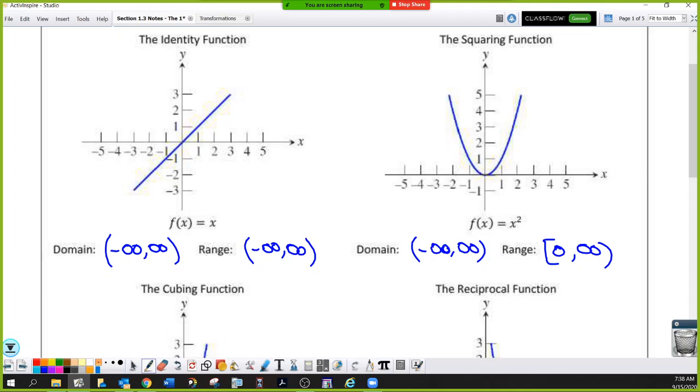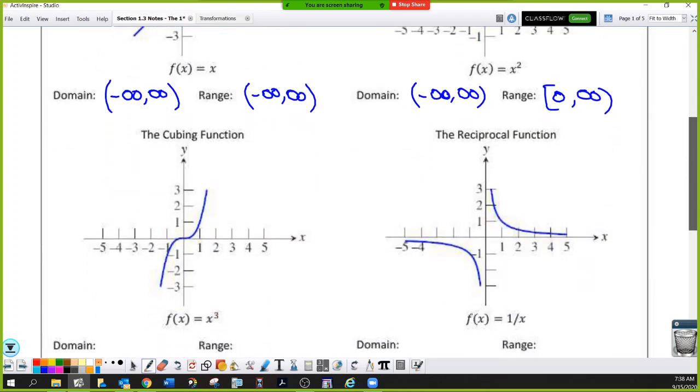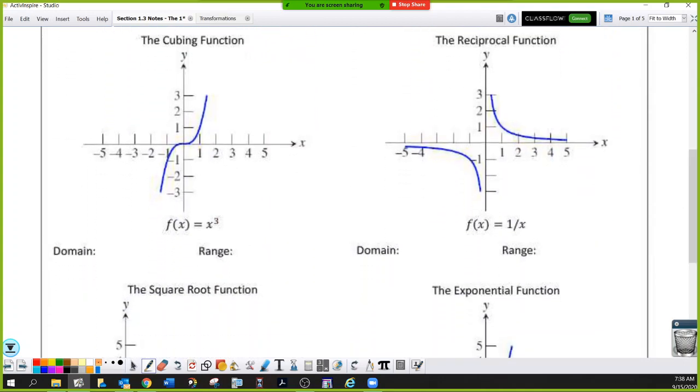So if f of x equals x squared is called the squaring function, then f of x equaling x to the third is called the cubing function, the parent cubic. Well, just like the straight line, the identity function, this thing points up and down forever and left and right forever. Domain and range, all real numbers. So negative infinity to positive infinity.